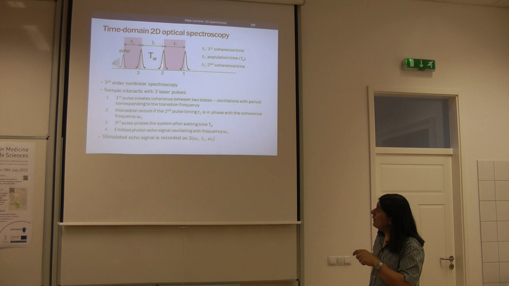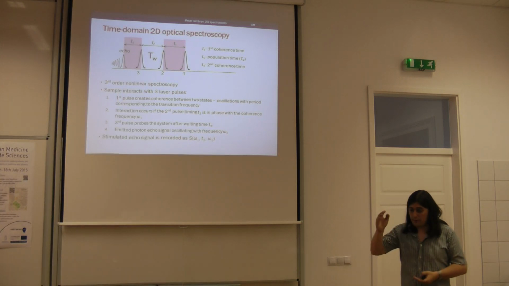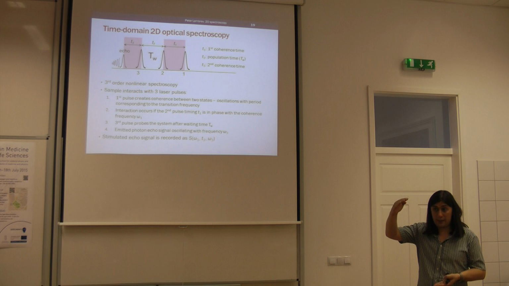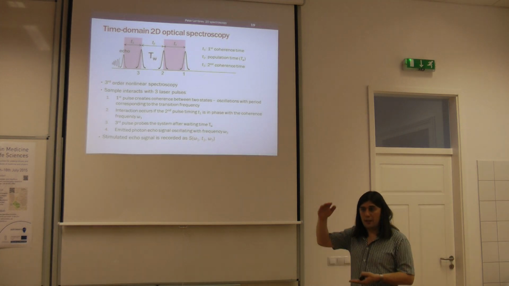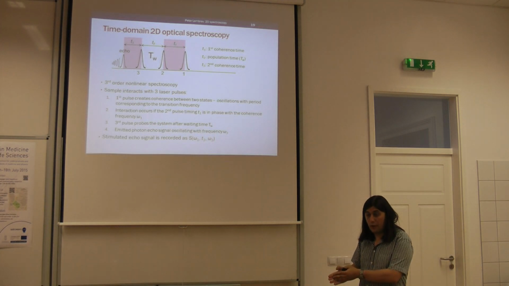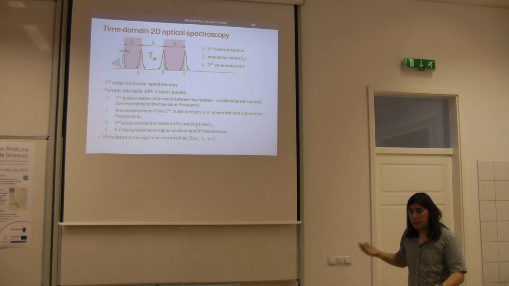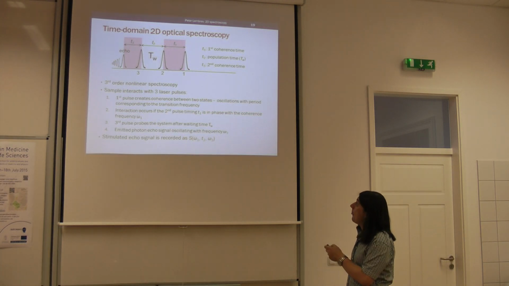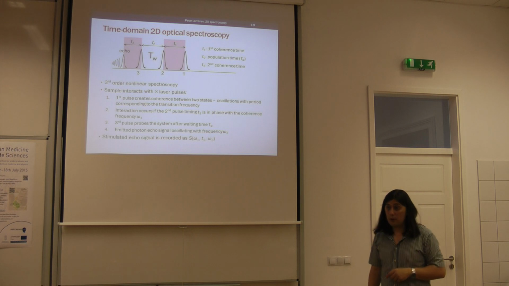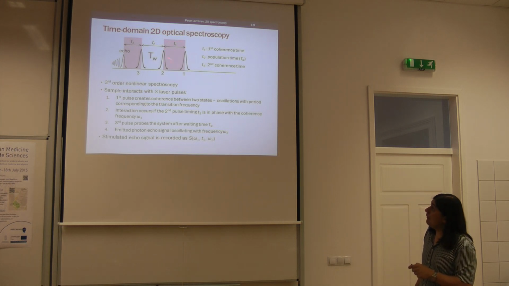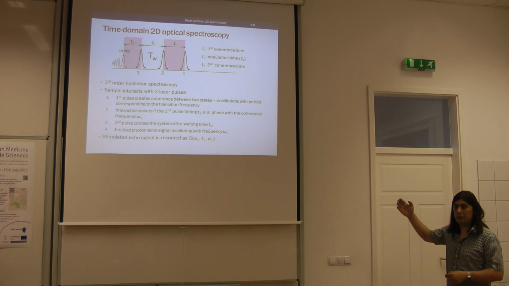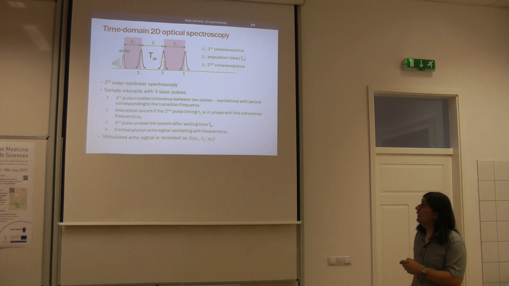And then with the second pulse, if the second pulse comes in phase, the system will interact with it. If the second pulse comes out of phase with the oscillation, it cannot see the system. So the second interaction will be small. Which means if we vary the delay between these two, we can see periodic oscillation at the end of the signal. This is one.